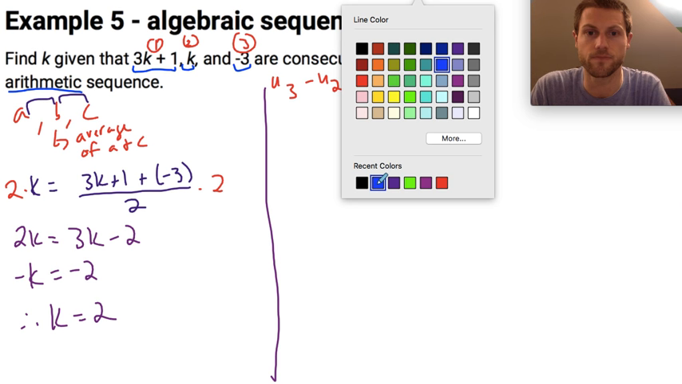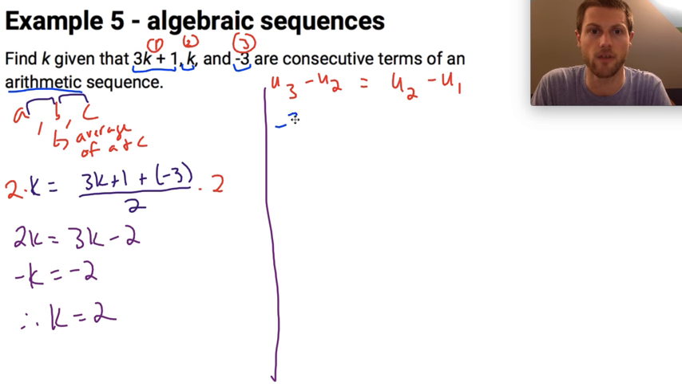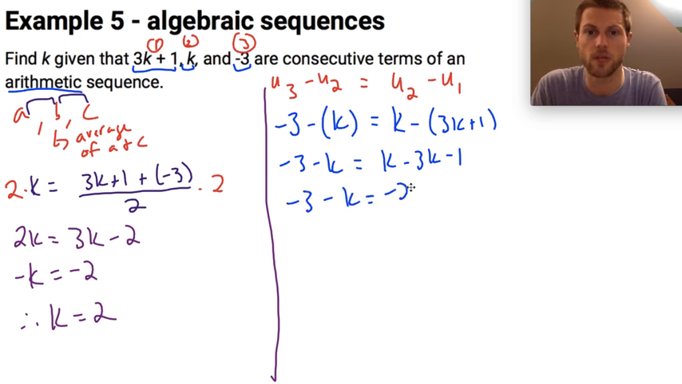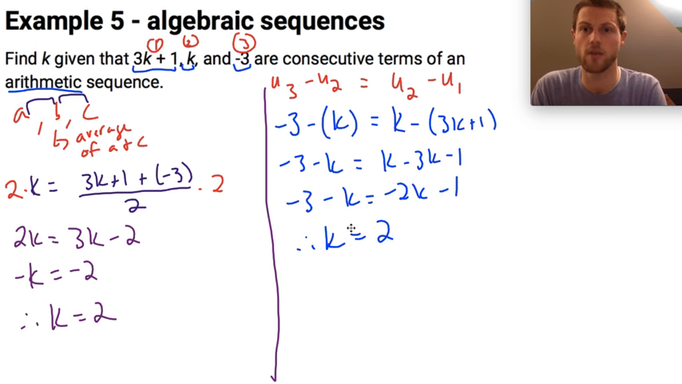So let's rewrite this. Let's take the third term, negative 3, minus the second term, k, is going to equal the second term, k, minus the first term, 3k plus 1. Notice the use of parentheses here. I'm subtracting the entire first term, so I'm wrapping all this in parentheses. And then let's solve for k. So negative 3 minus k is going to equal k minus 3k minus 1, pushing that negative through. We'll simplify this further. Negative 3 minus k equals negative 2k minus 1. Let's add the 2k over here, and then we'll add the 3 to the other side, and I get k equals 2. So same answer for k, just a different method.